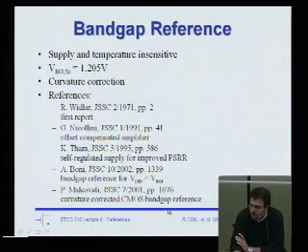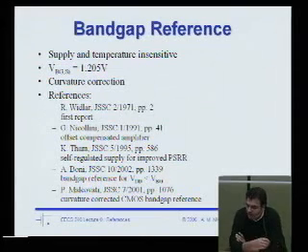And then finally, we have a couple of more modern references. One that discusses generating a bandgap when your supply voltage is less than 1.2 volts.